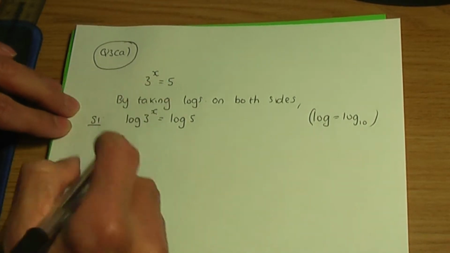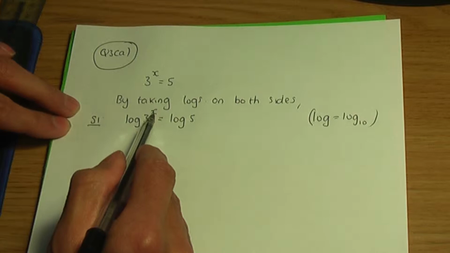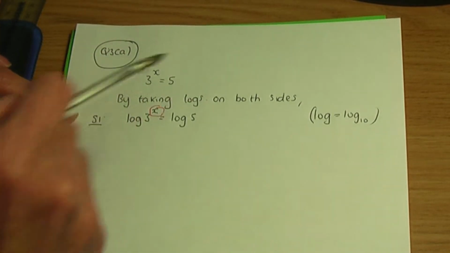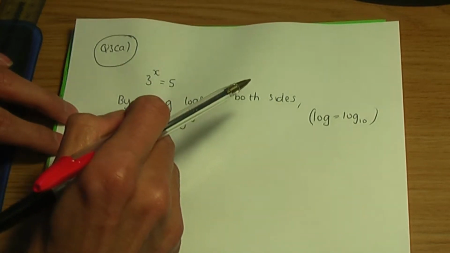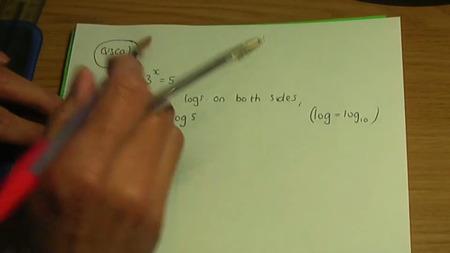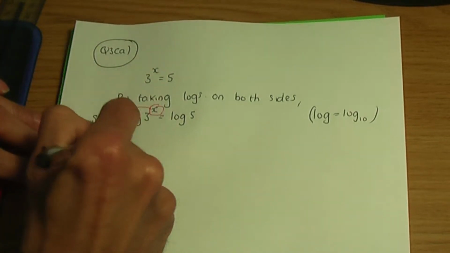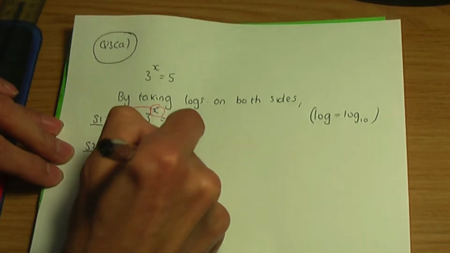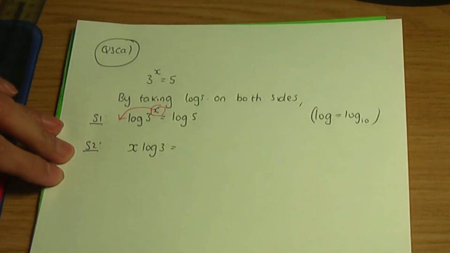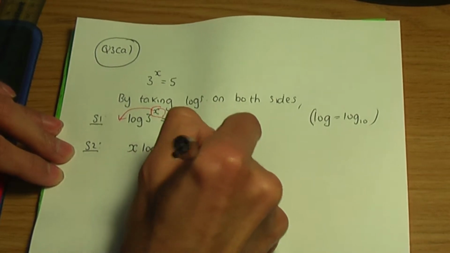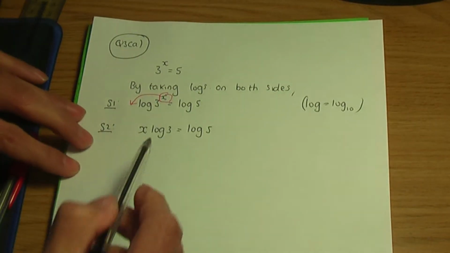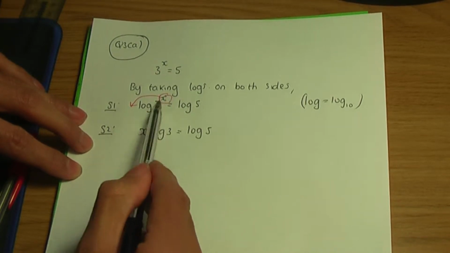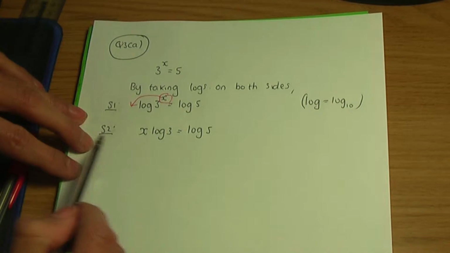Now the second step is wherever you have a power, apply the power rule. So I have a power of x. Let's use the power rule. The power rule says whenever you've got a power, bring it to the front. So in step number 2, let me bring that power to the front to give me x log of 3, and that is equal to log of 5. So let me reiterate that I've used the power rule here. Whenever you have a power, bring it to the front.